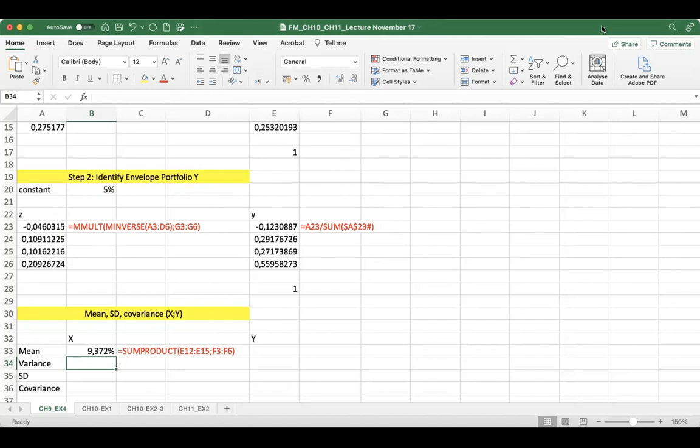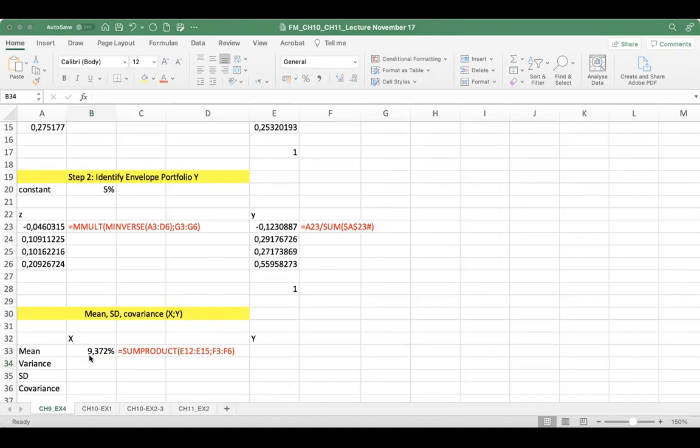Now the variance, guys. For the variance, we have to use the MMULT function, or the matrix multiplication function. Remember, when you have to compute the variance of a portfolio composed of different assets, it is equal to the transpose of the composition vector, transpose of X, times S, which is the variance covariance matrix, times X. So transpose of X times S times X. So we have to use the matrix multiplication twice.